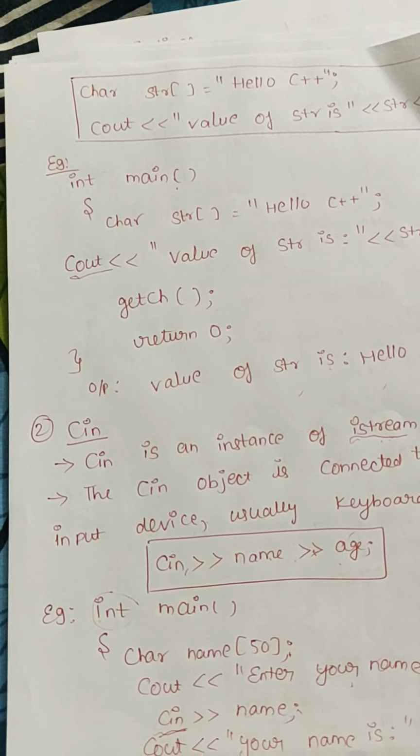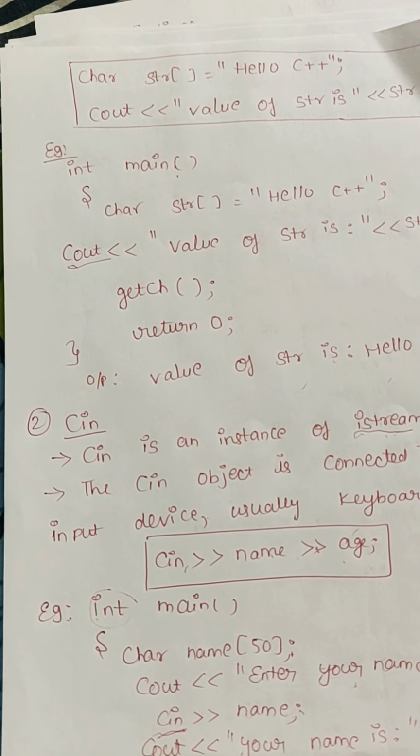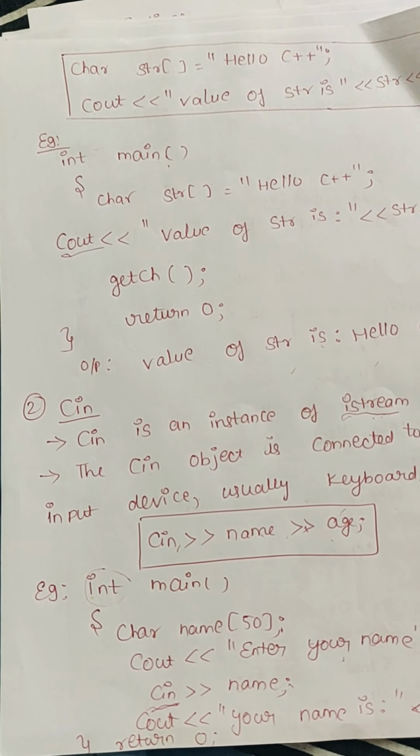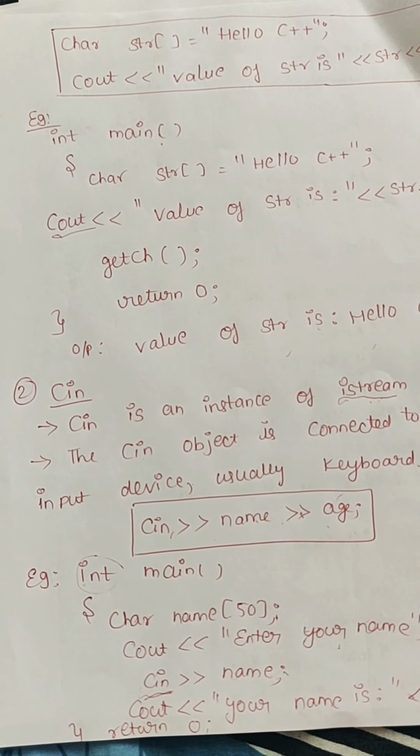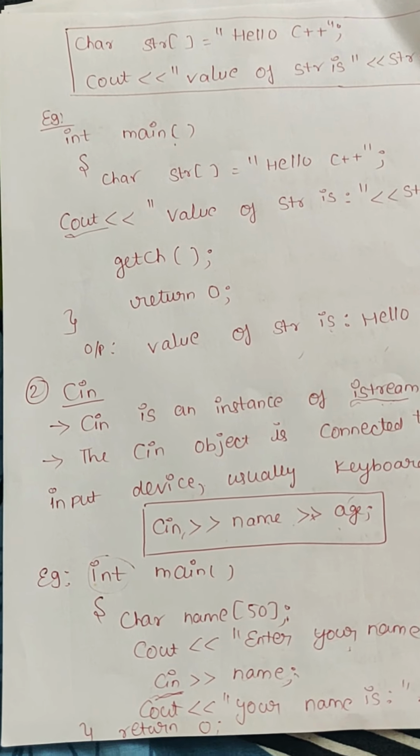This is about the cin object. We have seen the two objects, the first one is cout and the second one is cin. Next, cerr and clog we will see in the next class. Thank you.